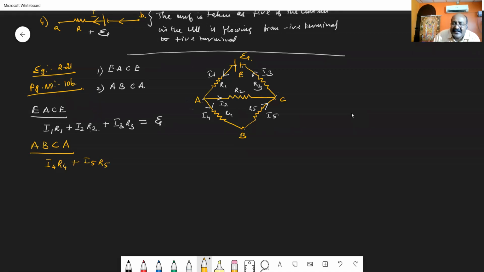Now I am considering C to A. The direction of the path is from C to A, but current is flowing from A to C. The direction of the path and the direction of the current are opposite. So I am putting minus for the product of resistance and current. So I will be getting I2 R2 with a minus sign. I am considering this closed path A, B, C, A. Is there any EMF available? No EMF is connected in that closed path. So the answer is 0.